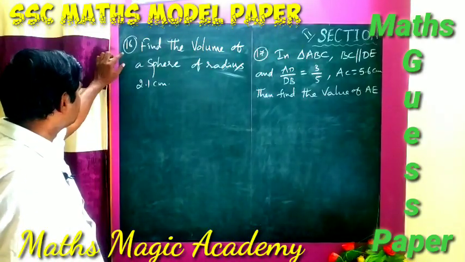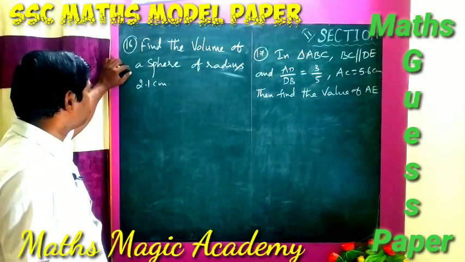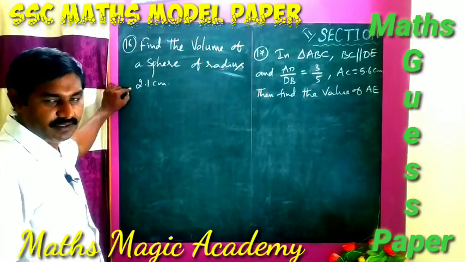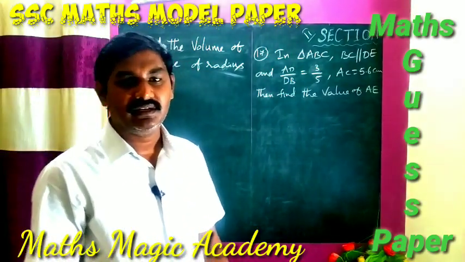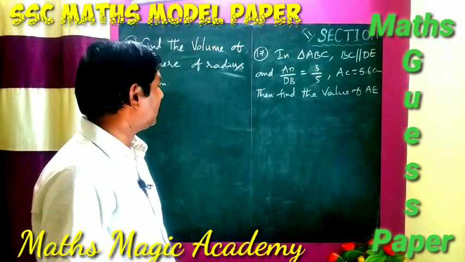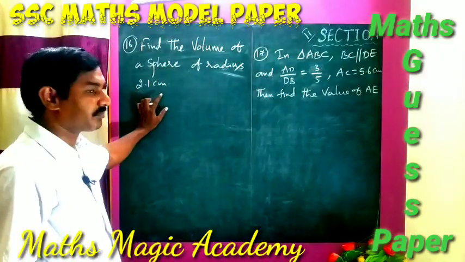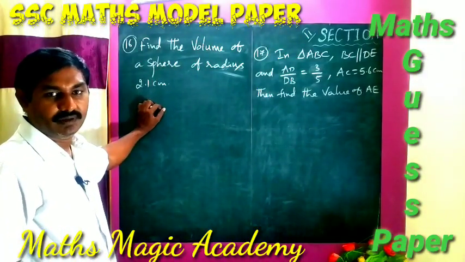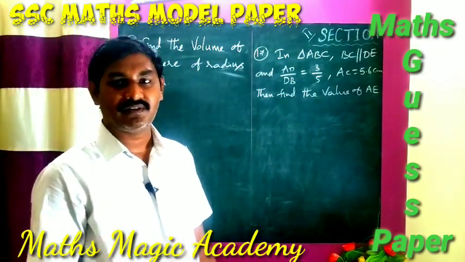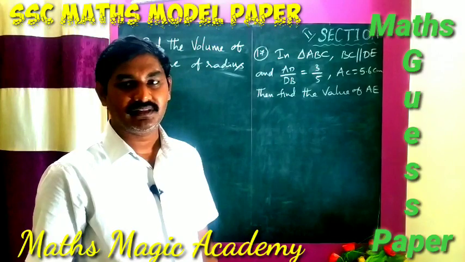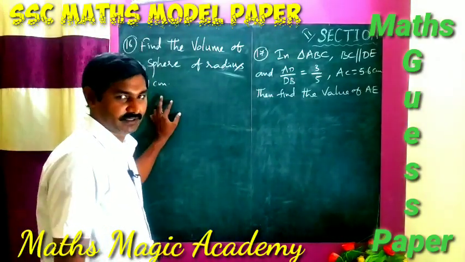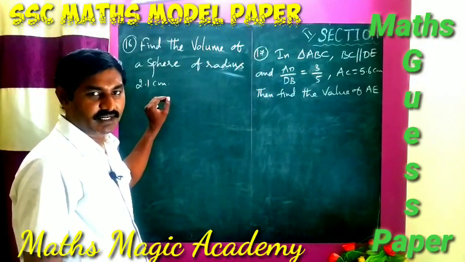Next, question number 16. Find the volume of a sphere of radius 2.1 centimeters. Students, you can see in the 10th chapter, that is mensuration. In this chapter, almost all the questions are based on formulas only. You can turn over to the next page of the 10th chapter. There you can find a table. In the table, all the formulas are given.